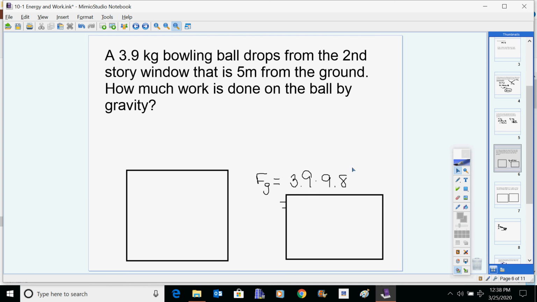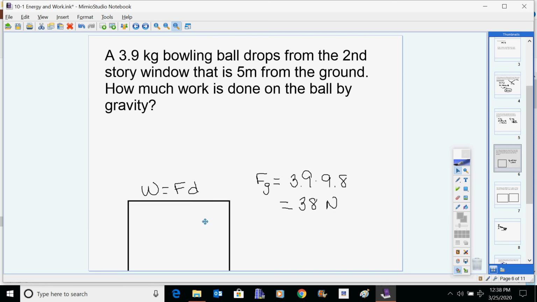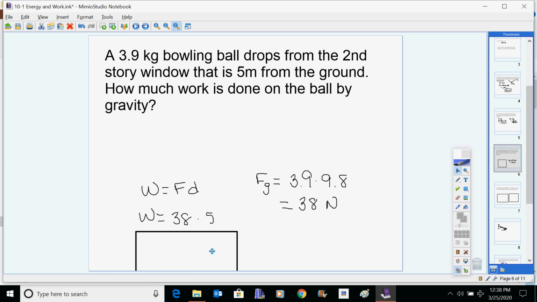There's your 3.9 times your standard 9.8. We are assuming that this is on Earth at sea level rather than being somewhere else like the moon, which would be a whole different value for little g. And we have our force being 38 newtons, and that is applied over the 5 meters, which ultimately gives you 190 joules. And you can imagine as that bowling ball drops, it's gaining kinetic energy. So what's happening is that force applied over that distance would transfer 190 joules into the motion of that bowling ball.